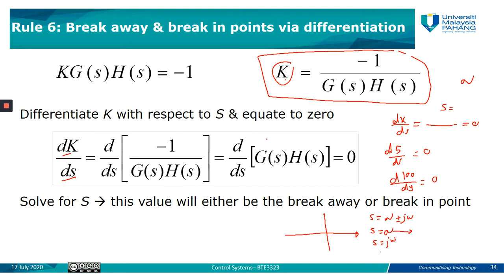So after we differentiate k with respect to s and make it equal to 0, we are going to solve for s. Then we find the value of s, for example, s equals -5, s equals 0.25, or any value. These values of s represent the breakaway and break-in points. The solution of this equation after we differentiate with respect to s will be the values of the breakaway and break-in points. How do we identify which one is breakaway and which one is break-in? We said breakaway is placed between two poles, and break-in is placed between two zeros.